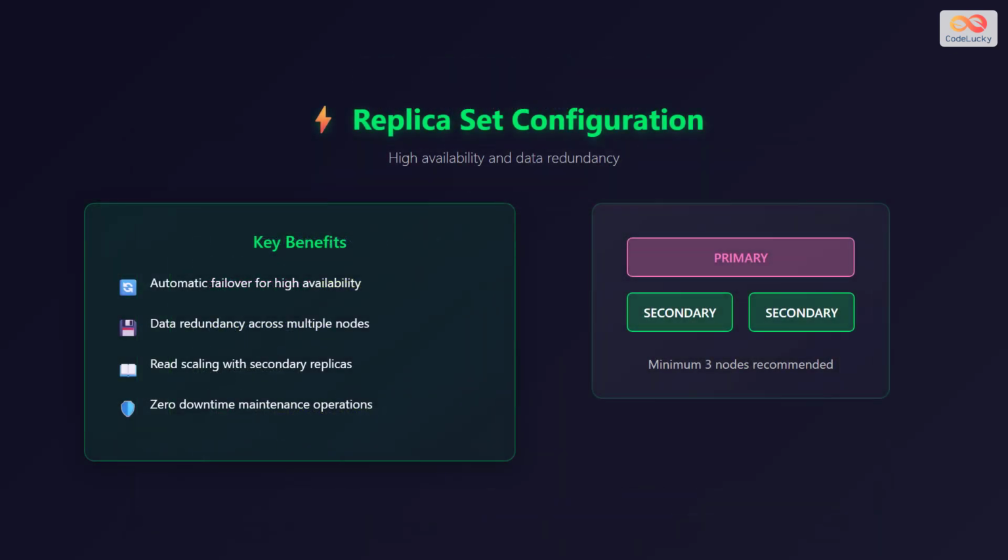Replica sets provide high availability and data redundancy. The key benefits are automatic failover for high availability, data redundancy across multiple nodes, read scaling with secondary replicas, and zero downtime maintenance operations. It is recommended to have a minimum of 3 nodes, 1 primary and 2 secondary. The primary node handles all write operations, while the secondary nodes replicate the data from the primary node.